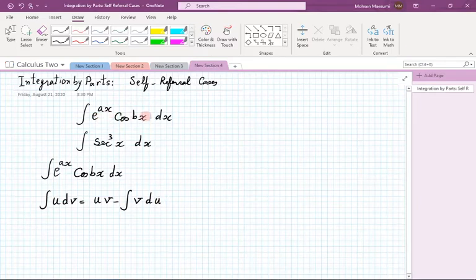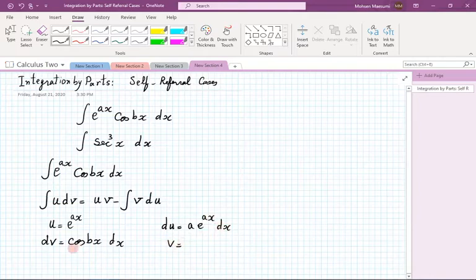In this problem, it so happens that you cannot go wrong. For example, I take u to be exponential of ax, and as soon as you pick one of them, the other one is decided for you. Whatever is left is the other one: cosine of bx dx. Then we come to du. The derivative of this is a exponential of ax dx, of course, and v will be the antiderivative of this.